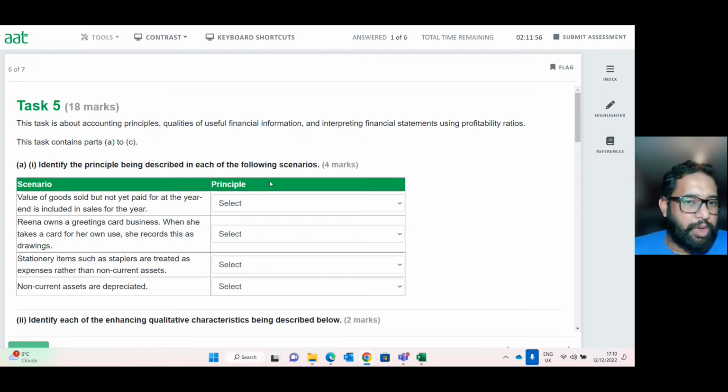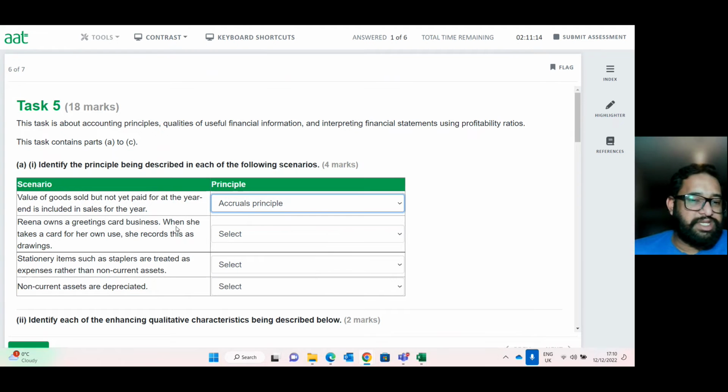In this first scenario, they want to know the principle described. Value of goods sold but not yet paid for in the year is included in the sales for the year. That's a classic example of accrual accounting, because you record the transaction when it is incurred, not when it is paid. So you have to record credit sales when you actually sell them. When you get paid does not matter. You don't say, only when I get paid will I record it in my books. No, you do that when you actually do the transaction to begin with. And when you get paid, you're simply settling a debt. So this is what we call the accruals principle.